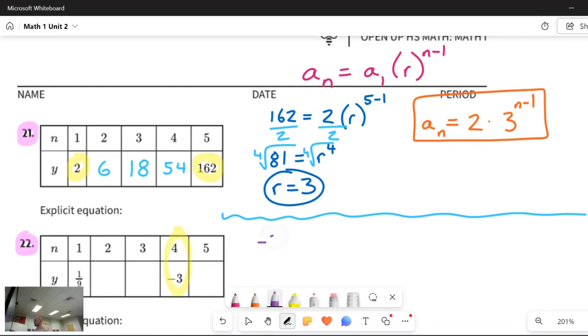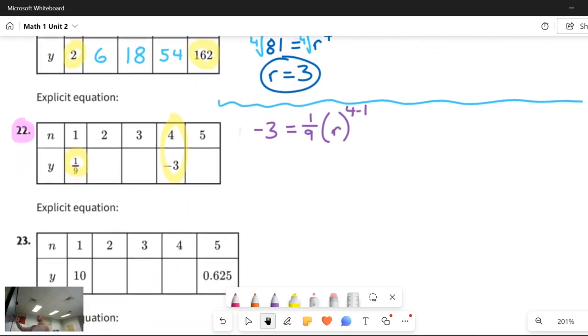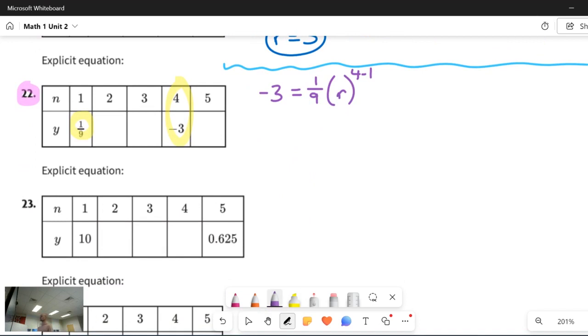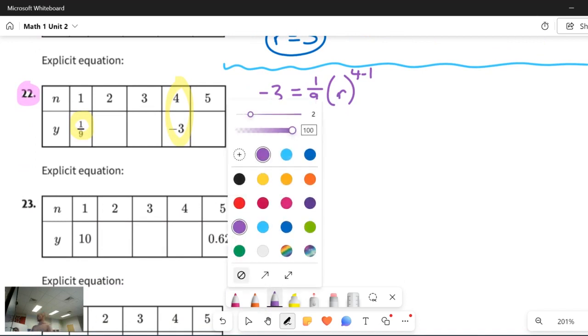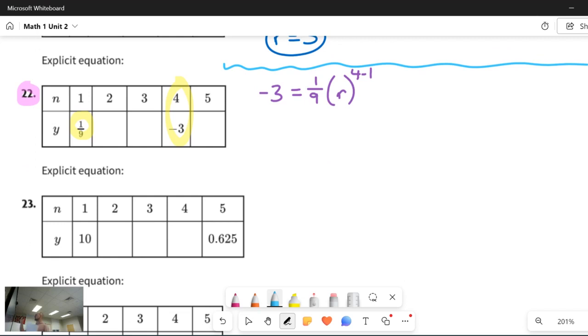We're going to say -3 is equal to 1/9 times r to the 4 minus 1 power. And all we're doing is we have those two highlighted pieces there. We're also using this 1/9 that's located here. So now that we have that, I'm going to go up so that we can see this. And we're just going to cycle through and try solving things. How do we get rid of a 1/9? We're just going to multiply both sides by 9, because what that does is it cancels these out.